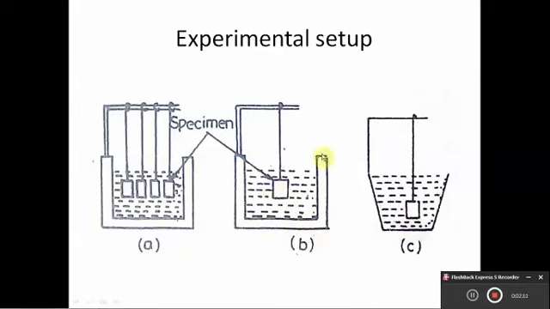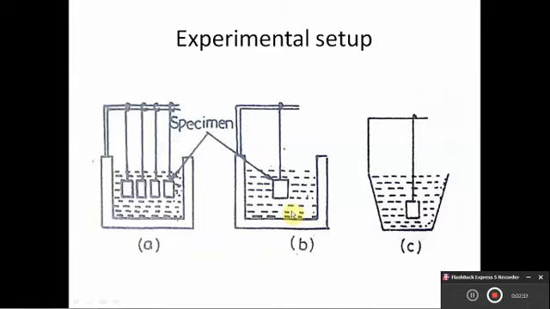Then this second bath is maintained at a subcritical temperature, that is, below the A1 temperature. For example, in the first experiment, the temperature of this bath is maintained at 700 degrees Celsius. So one by one, these specimens are taken from the first salt bath furnace and they are dipped in the second salt bath furnace which is maintained at the subcritical temperature.